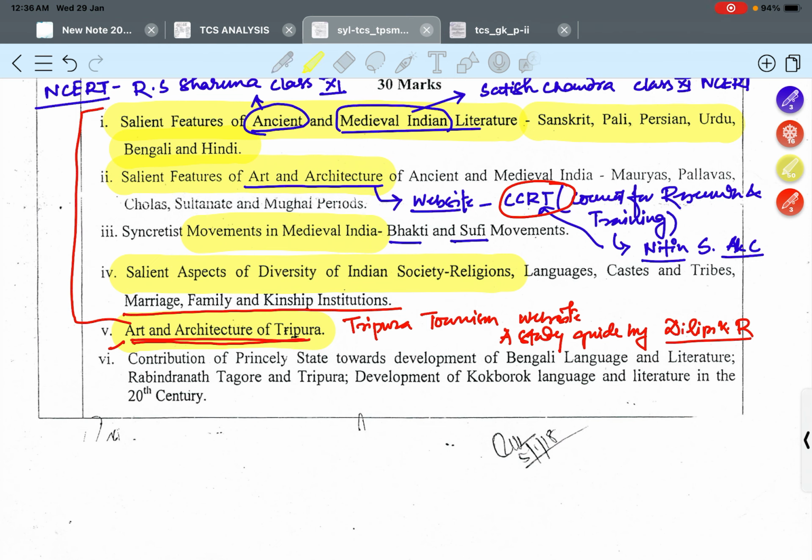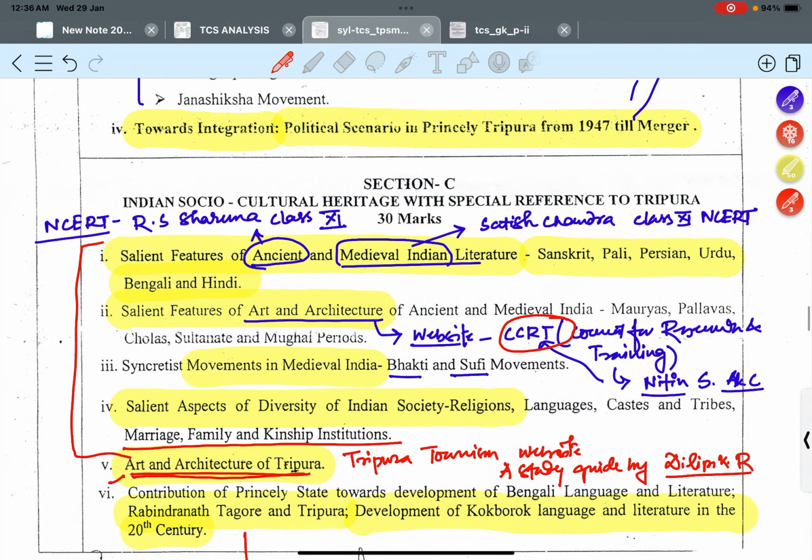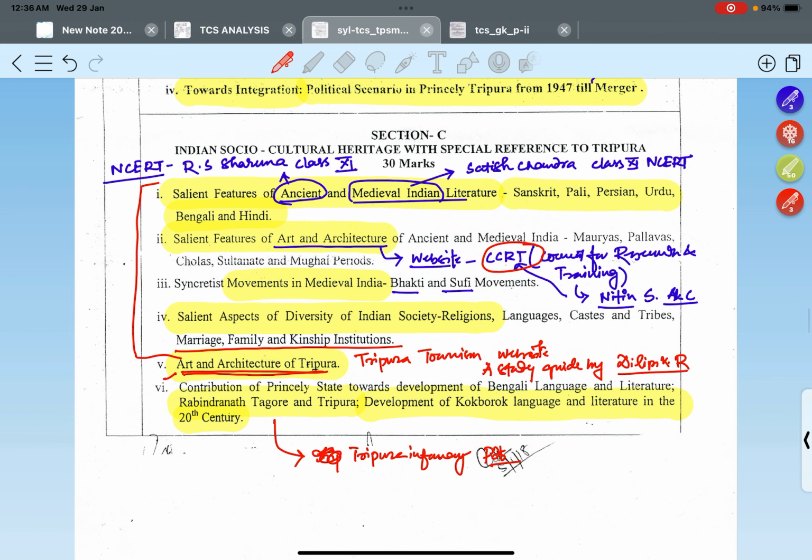And there is a very important topic, that is Rabindranath Tagore and Tripura, development of Kokborok language and the literature in the 20th century. This topic you will get in that Tripura Info PDF. Completely you will get it. So in this way history, culture of world and Tripura, India and Tripura is completed.